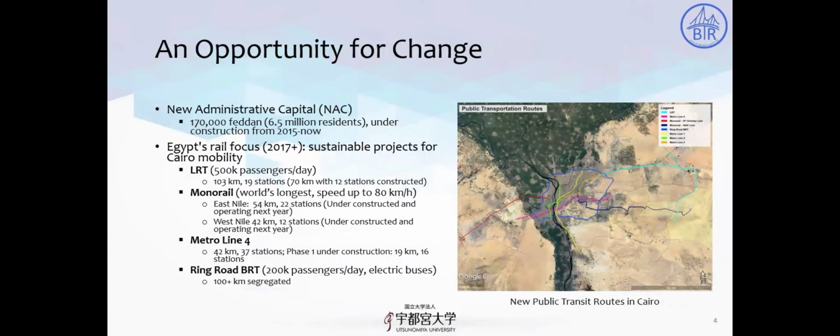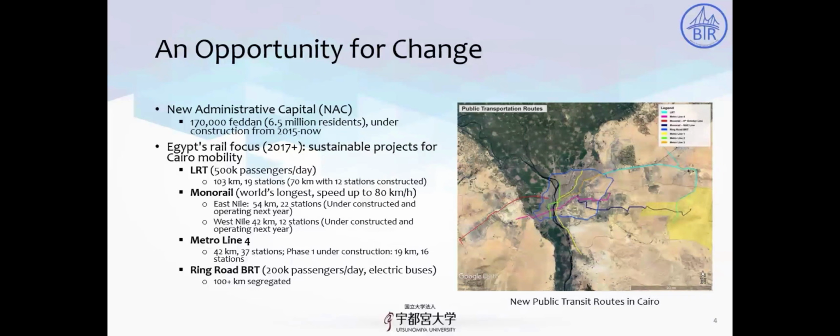Recently, Egypt has been focusing a lot on building the new administrative capital. It's a remote satellite city lying on the east of Cairo, around 35 kilometers from New Cairo, one of the latest satellite cities developed by the end of the 1990s, maybe the beginning of the 1990s. It's a massive city. We're speaking about 170,000 firms, under construction to host around 6.5 million residents.